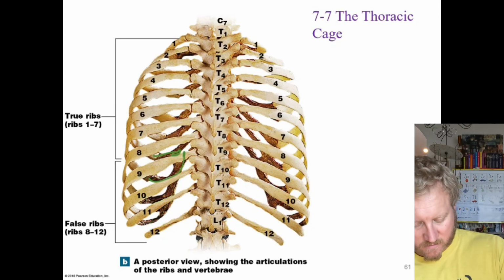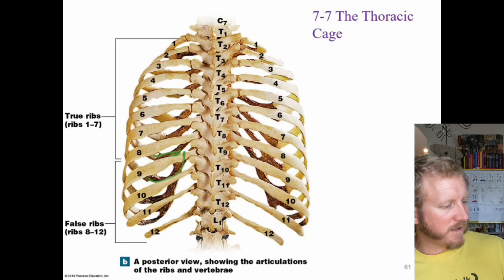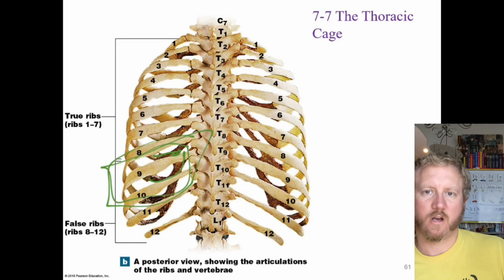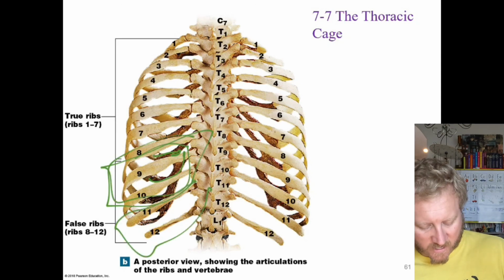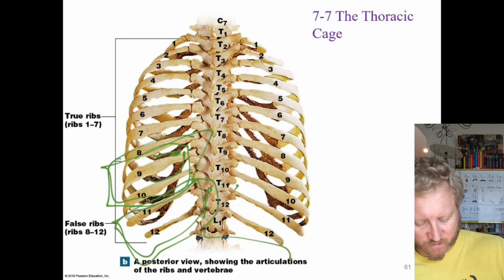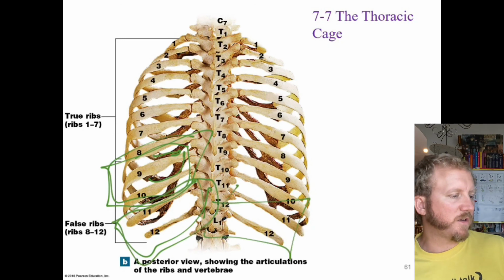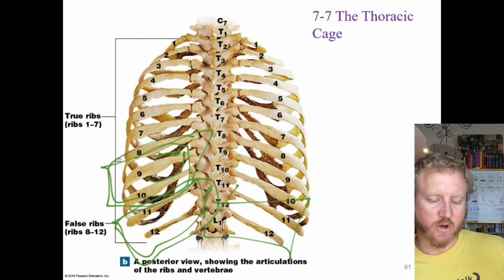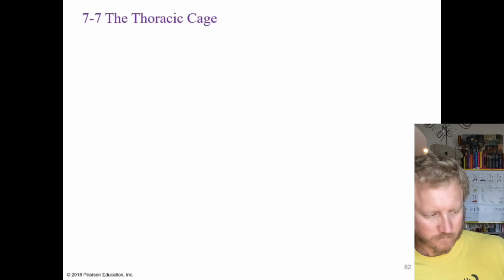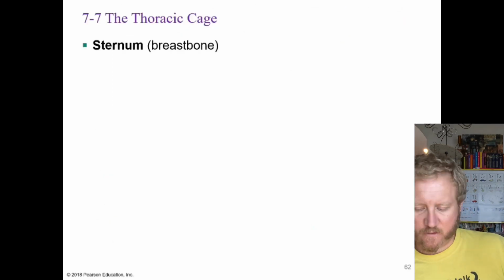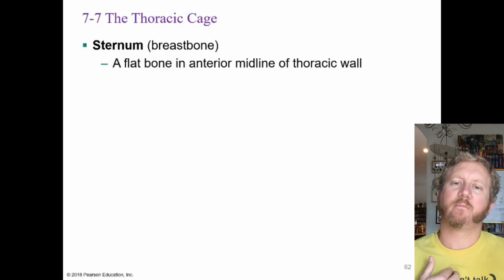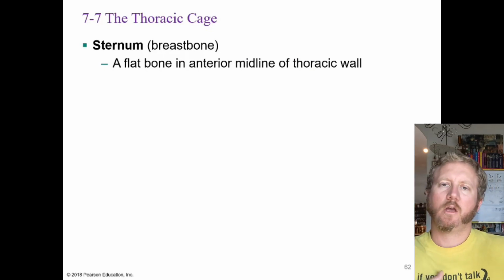Now, 8, 9, and 10 are actually attached to costal cartilages. 11 and 12 are not attached to anything. Those are known as floating ribs, and those are the point of attachment for muscles of the body wall, but they don't actually attach to the sternum in any way. The sternum itself is also known as the breastbone. It's a flat bone anterior to the midline of the thoracic wall, so right here.